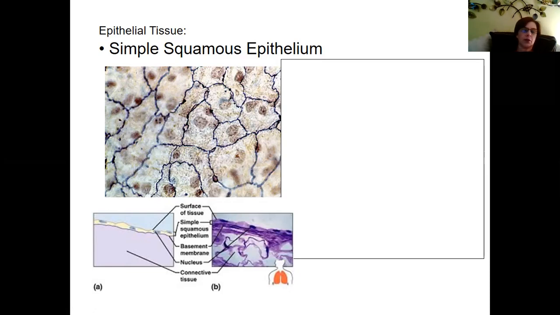Well, why does it look like a fried egg? The cell isn't any thicker than the nuclei. So this is the nucleus, and this is the cytoplasm. There's not much to this tissue, and when we look at the function, you'll understand why. So it is only one layer thick, hence the simple.